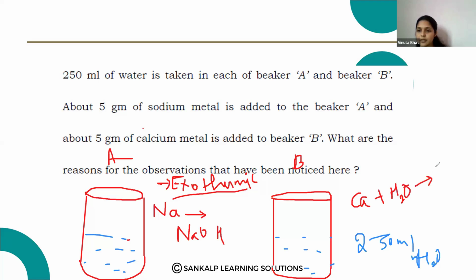water, it forms calcium hydroxide and a small amount of hydrogen. Okay. This calcium hydroxide forms a white precipitate. When calcium is added to water, a white precipitate is formed. That is the calcium hydroxide. Okay. So this type of reaction takes place when these two metals are added to water.